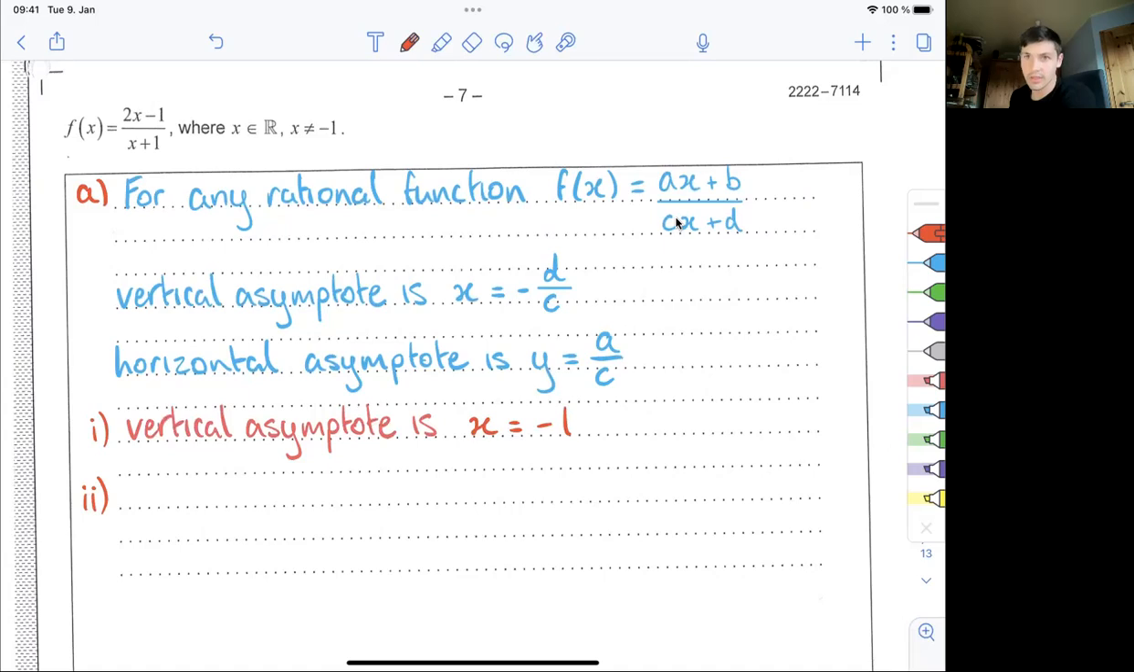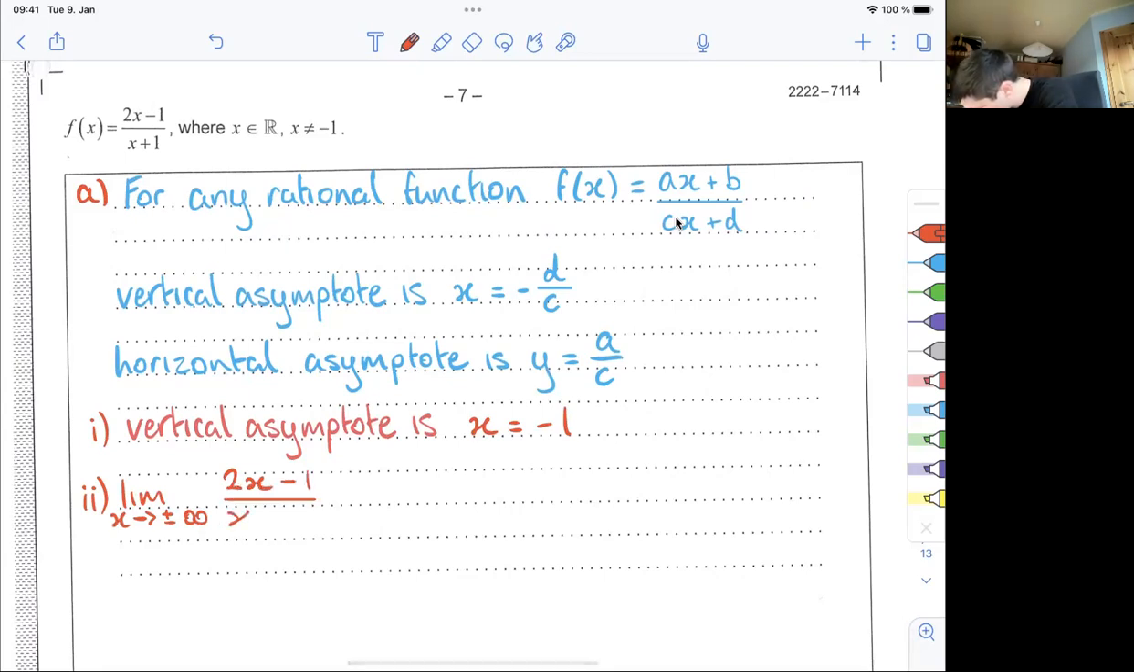I do want to sort of illustrate this idea, or expand on this idea, of the limit as x tends to positive or negative infinity. So if we write that down here, the limit as x tends to positive and negative infinity of (2x minus 1) over (x plus 1), what we end up getting is two lots of plus or minus infinity, minus 1, over plus or minus infinity, plus 1.